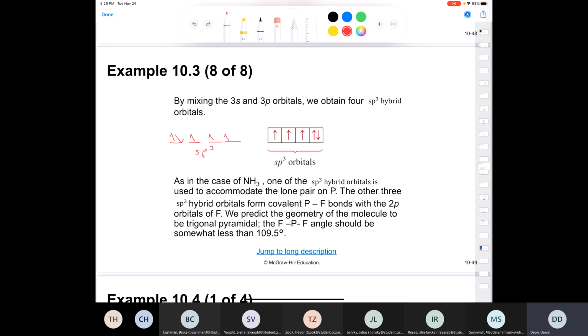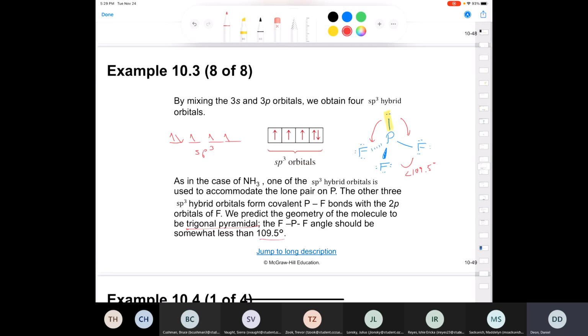And then it says here, we predict the geometry of the molecule to be trigonal pyramidal, and the fluorine-phosphorus-fluorine bond angle is going to be a little less than 109.5. Why? The phosphorus is surrounded by a lone pair, 1, 2, 3 fluorines. I should fill in all my lone pairs on my fluorines. And we know that the lone pair is going to repel, it's going to push these bonds down a little bit, which is going to cause the bond angle here to be a little less than 109.5 degrees.